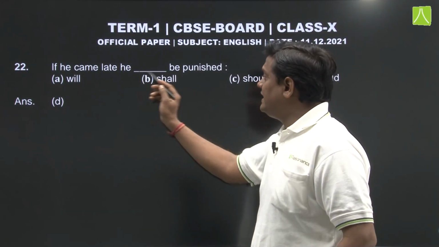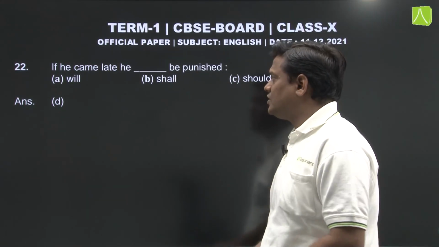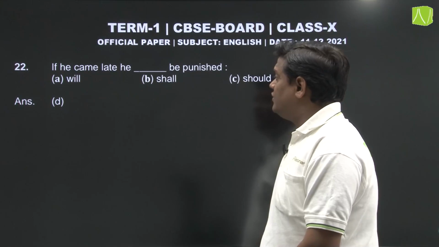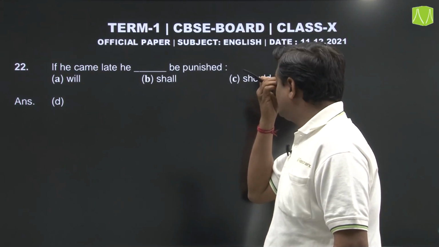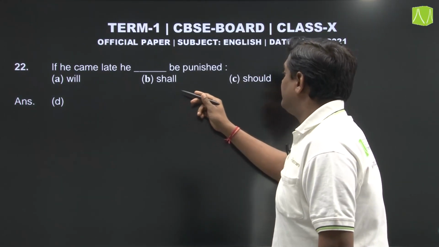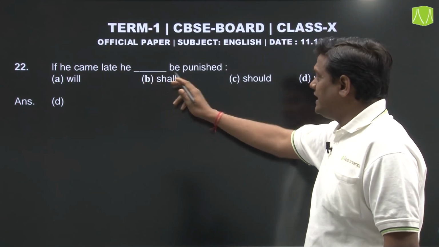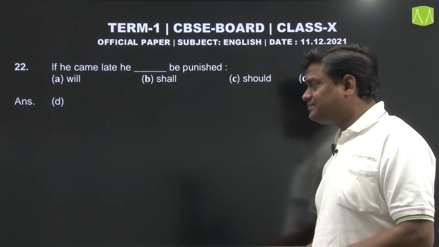If he came late, he dash be punished. So this is a condition and its result. So we will take future in dash. So he goes with would. If he came late, he would be punished. Okay.